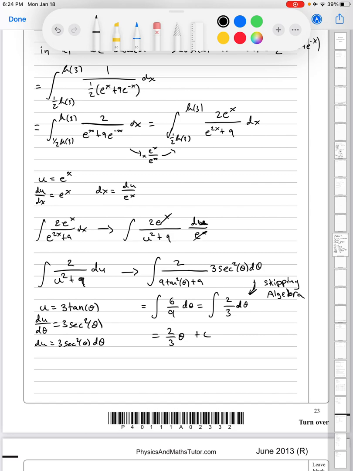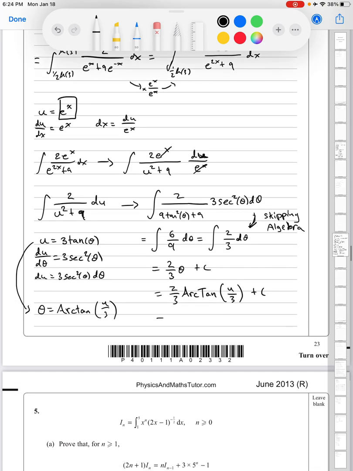Right? Now, our theta, if we look at our original definition of u, reversing that gives us theta is equal to the arctan of u over 3. Okay, so we have 2/3 arctan of u over 3 plus c, technically, right? And then if you go to the very beginning, we actually have that u is equal to e to the x, right? So we actually have as our answer 2/3 arctan of e to the x over 3 plus c, okay? As our indefinite integral.